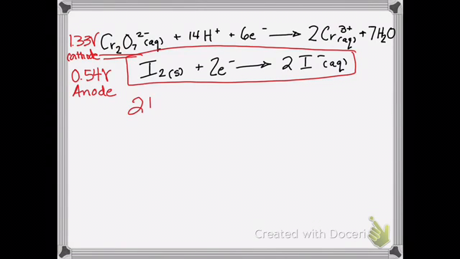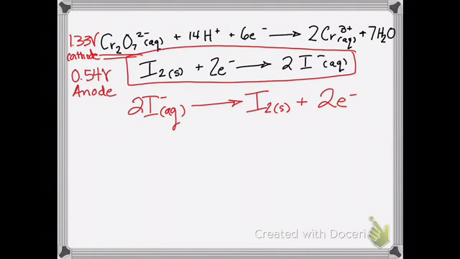I'll make it 2I negative. So it'll start off as iodide in solution, and then it's going to turn into solid iodine, and in that process it'll produce our 2 electrons.